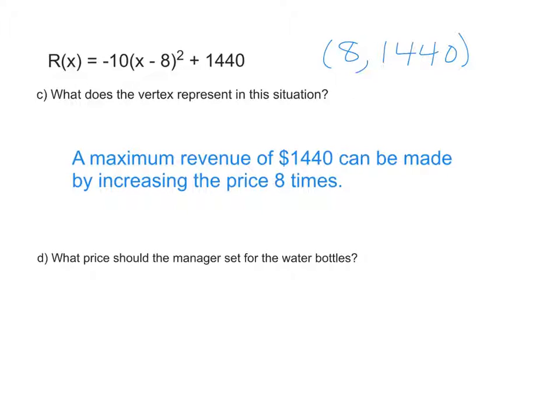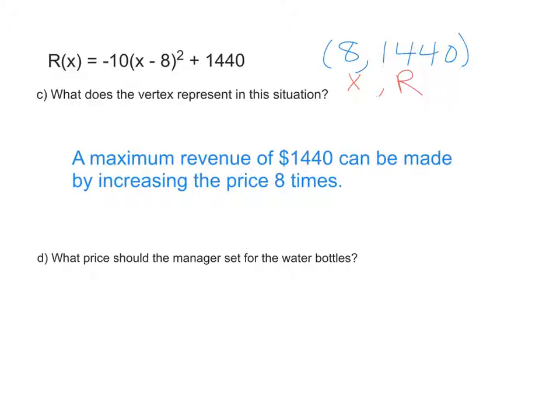Because remember, when we have an ordered pair, it's two things, right? And in this case, this is x, and R, because we used R instead of y. x represented the number of price increases. We need to increase the price 8 times. R represents the revenue, and because it's the vertex, it's the maximum revenue.